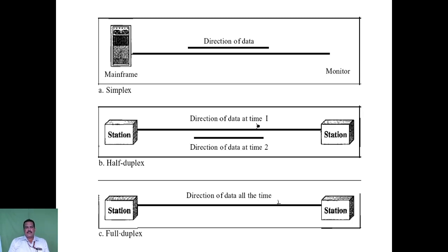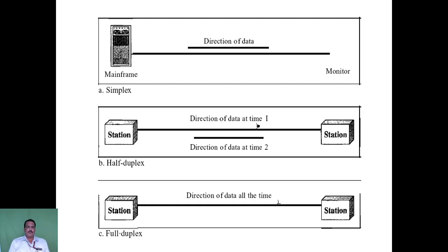In the case of simplex mode, the data flows in one direction. Either it may transfer from the main, that is server, to the node. That is, the direction of data must be in one direction. That is the simplex mode.